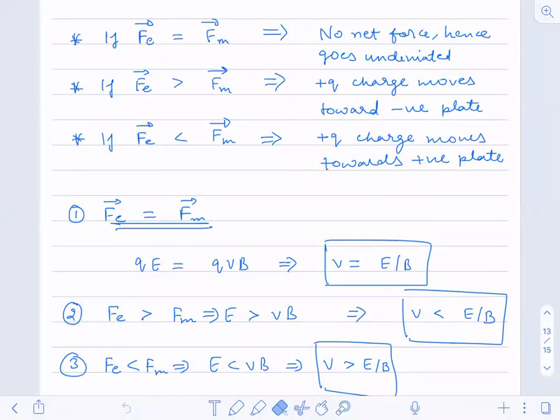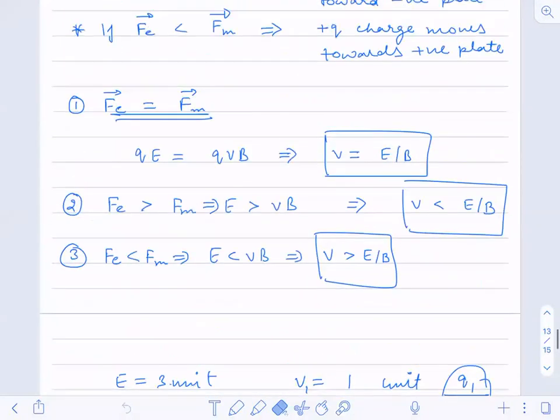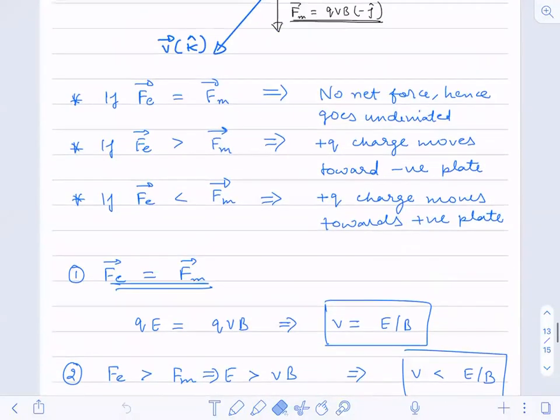Okay, so now what happens? We have also seen that if both the forces are equal, where is the particle going? If the electric field force is greater, where does the particle go, and if the magnetic field force is greater, where does the particle go? All these things we have already completed.